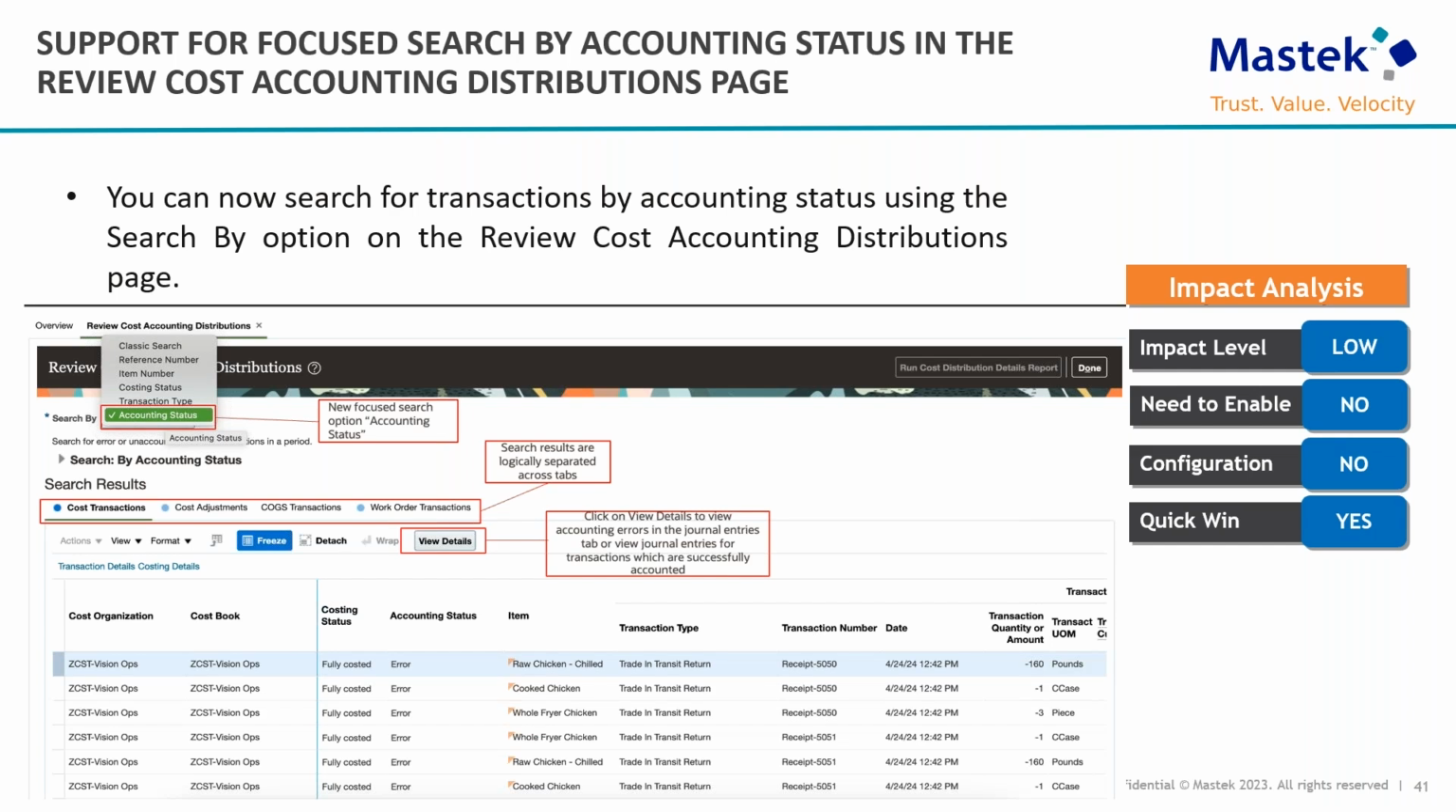So we can consider it as a medium impact, and hence we have to do the configuration for it, and we have to enable it. So we cannot consider it as a quick win.